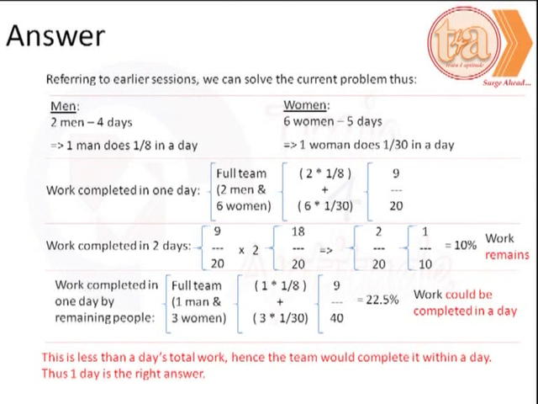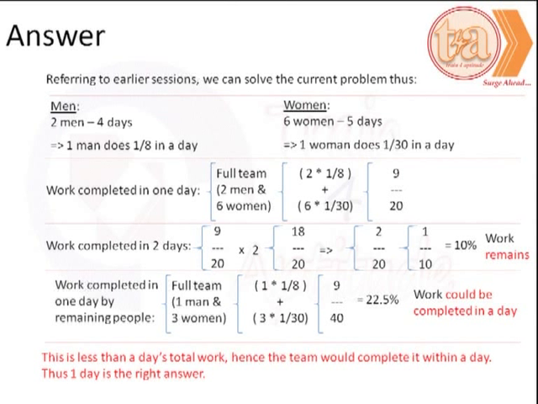From the principles we learned in the earlier sessions, we can quickly come to realize that 1 man would do 1/8 of the work in a day, while a woman would do 1/30 of the task in a day. Now let's form a team of 2 men and 6 women and see how much work they do in a day. This is 2 into 1/8 plus 6 into 1/30. This would amount to 9/20 of the task being completed. Over the 2-day period, this would be 2 into 9/20, which is 18/20 or 90%. The remaining work thus is 10% of the overall task.